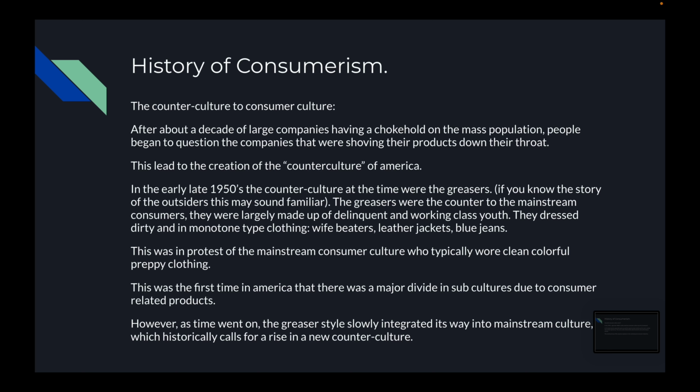The greasers were the counterculture to the mainstream consumers. They were largely made up of delinquent and working class youth. They dressed dirty and in monotone clothing: wife beaters, leather jackets, blue jeans. This was in protest of the mainstream consumer culture, who typically wore clean, colorful, preppy clothing. This was the first time in America that there was a major divide in subcultures due to consumer-related products. However, as time went on, the greaser style slowly integrated its way into mainstream culture, which historically calls for a rise in new counterculture.